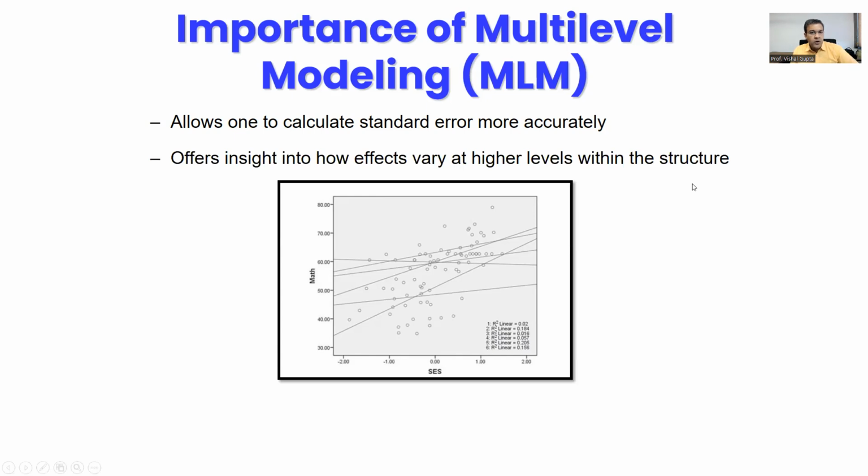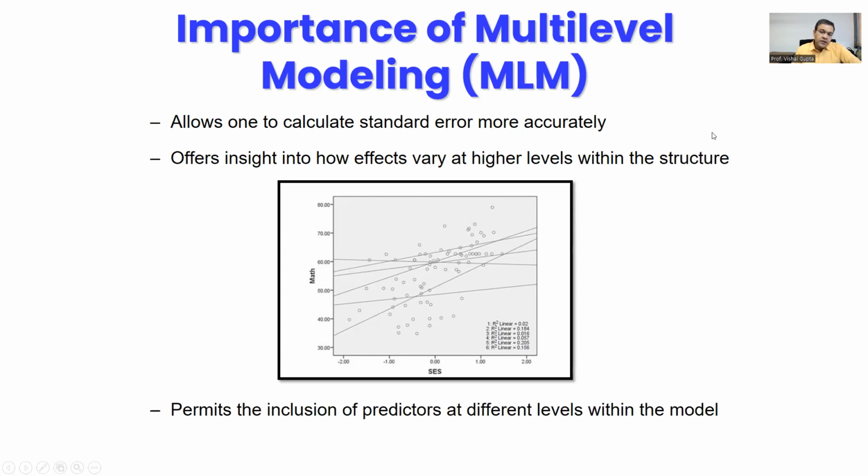They offer insight into how effects vary at higher levels within the structure, and they permit the inclusion of predictors at different levels within the model. So you don't just get insight, you can also explain what is happening at the school level in this data. What is happening at the platoon that can help us explain this relationship between well-being and leadership consideration. So this is the beauty of multi-level models.